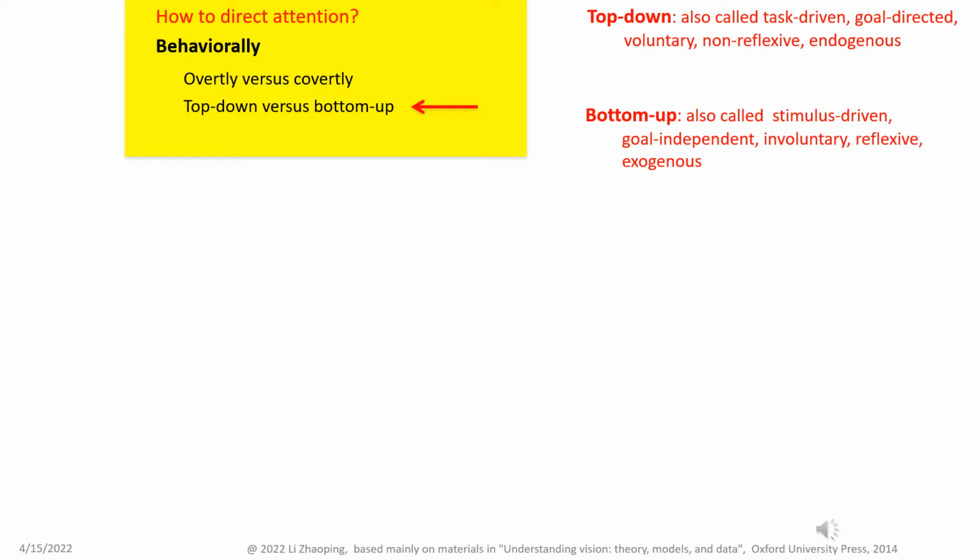Bottom-up selection is also called stimulus-driven, goal-independent, involuntary, reflexive, and exogenous. For example, even though your goal is to listen to this lecture, your gaze can be automatically captured by your dog if your dog suddenly jumps at you from your side. Your dog is the external stimulus that attracts your attention in the bottom-up manner.